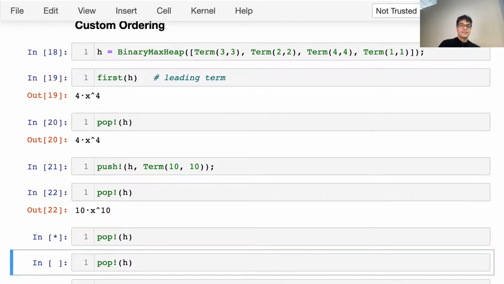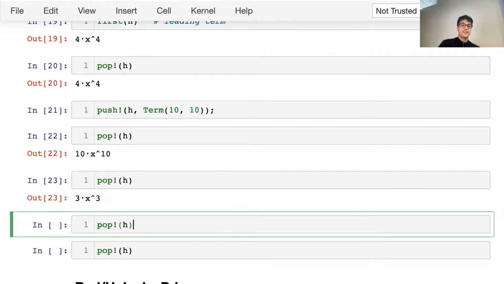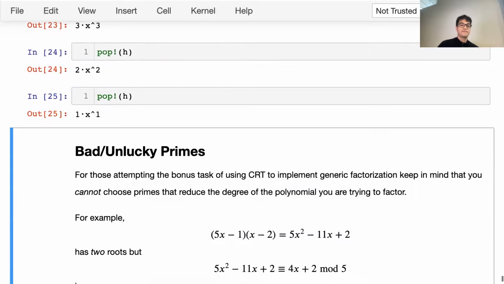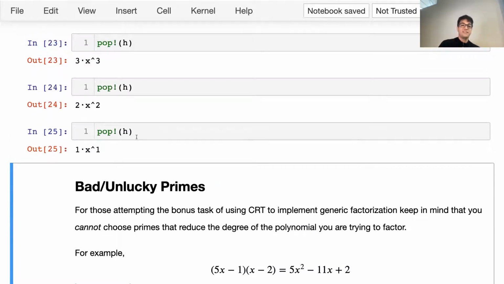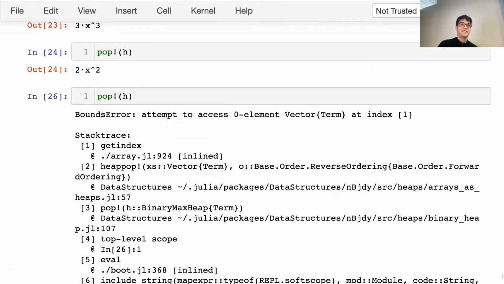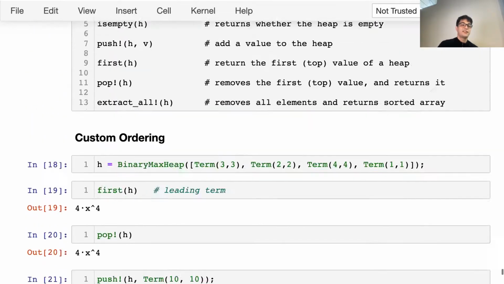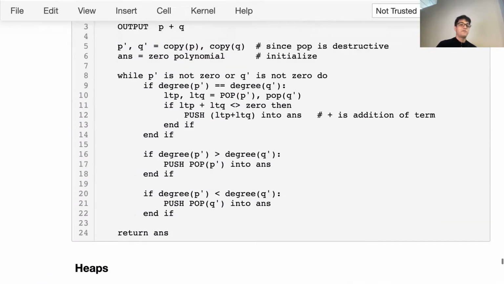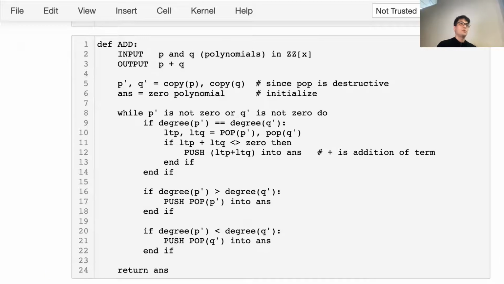It's the 3, right? And then it's the 2, and then it's the 1. And then it will be empty if I try that again. Okay, so let's review. I said, provided that you have a polynomial which provides this pop and push sort of interface, all you have to do is implement this for add.